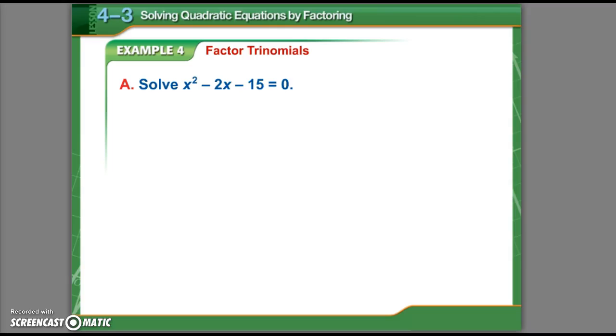Okay, we are picking up in Unit 1, Lesson 3, Solving Quadratic Equations by Factoring. This is example 4, and we're going to look at how to factor a trinomial. So in part A, we have the problem x squared minus 2x minus 15 equals 0, and we need to solve it.